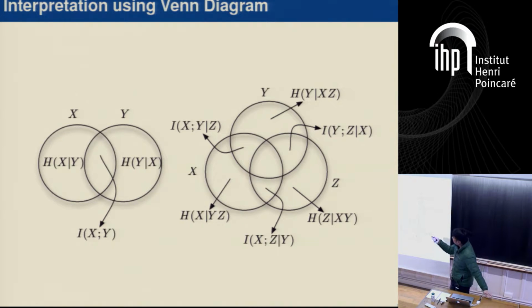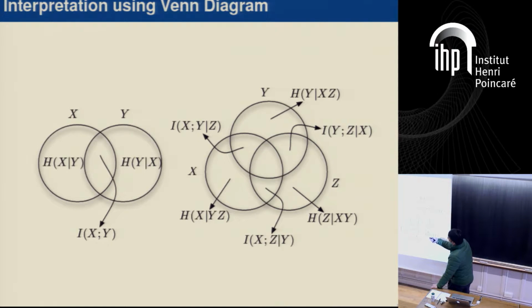Let's say we have 2 random variables, x and y. We can draw one circle for x and one circle for y, and they intersect here. For each of these 3 parts, we can identify a quantity. For example, this is the part in x, but not in y. If you think about these as containing information, this region corresponds to the information that only appears in x, but not in y. So we call this the conditional entropy of x given y.